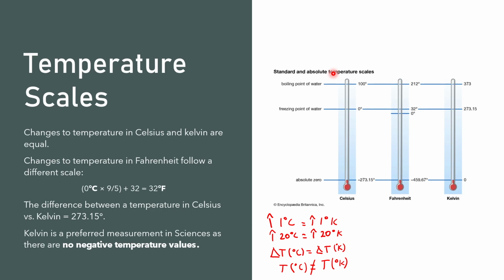Again, a difference of 273.15 degrees. Now, the major reason why Kelvin is a preferred measurement in science is because there are no negative temperature values in this case. We always stop at 0 degrees Kelvin, which seems a little bit odd. I guess you're probably thinking, well, why don't we just go colder? Why can't we have negative 1 degrees Kelvin or lower than that?